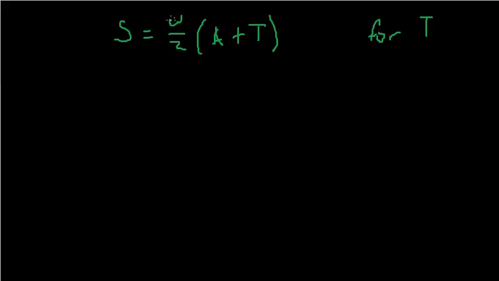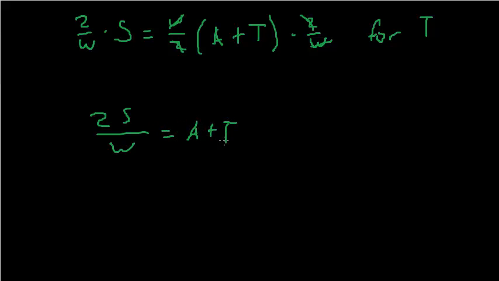We can either distribute this w over 2 into the parentheses, which is what we've normally done, or we can multiply both sides by the reciprocal of this fraction to get rid of it from this side of the equation. If I multiply by 2 over w, and I do that to both sides, right here the 2 and the w's will cancel out, and I'm left with 2s over w is equal to a plus t.